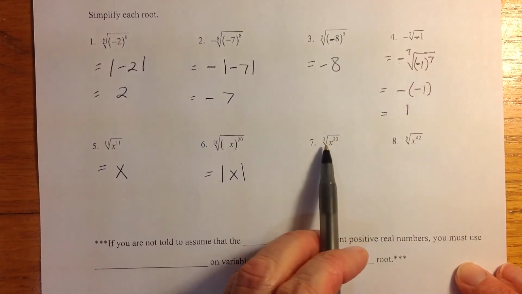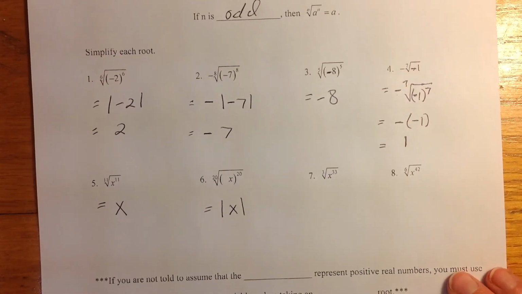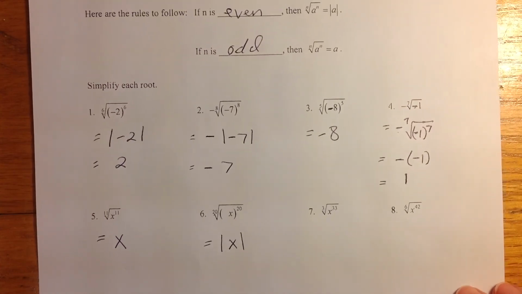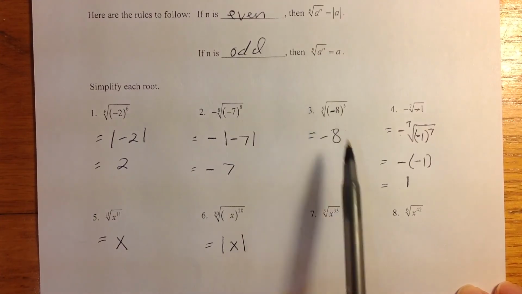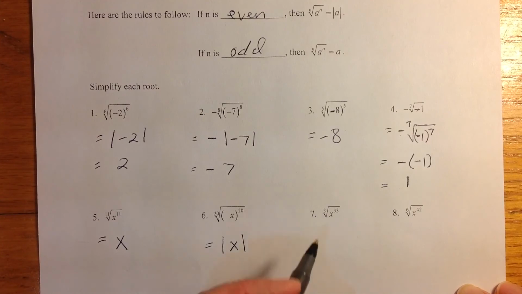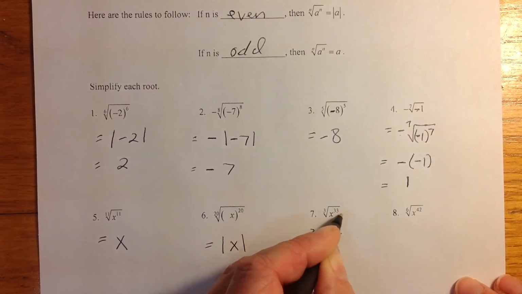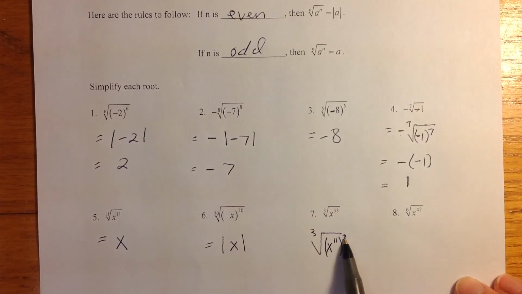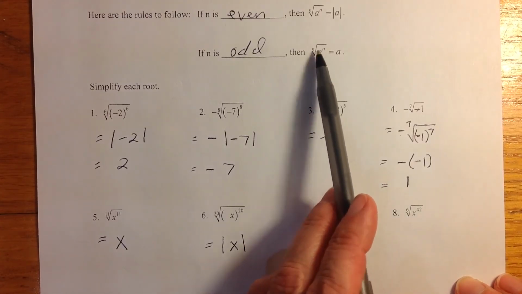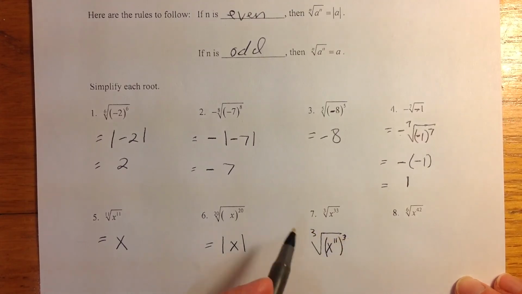Now here, the trick is the rule says that the inside power matches the outside index. Well, I don't have that. But I could write this. I could see how many times 3 goes into 33. So I could say x to the 11th power to the 3rd power. Because by our rules of exponents, a power to a power we multiply, so this is 33. Now I see the inside power matches the outside index. So my answer is x to the 11th.